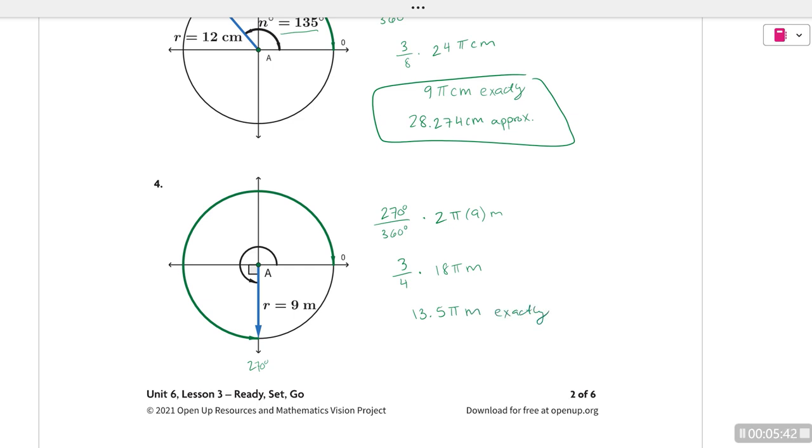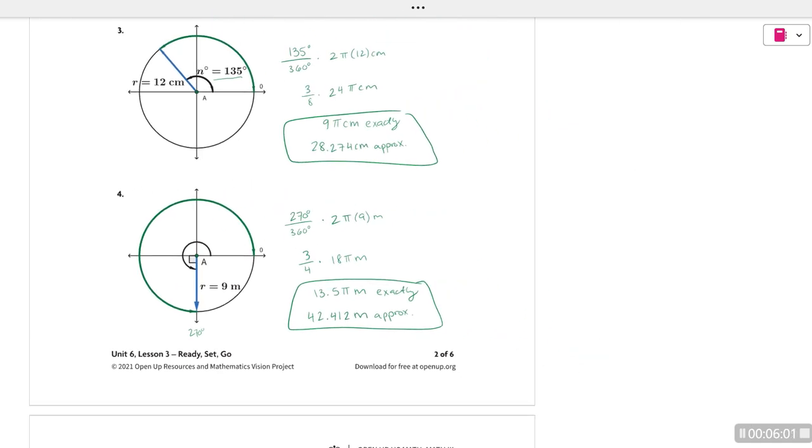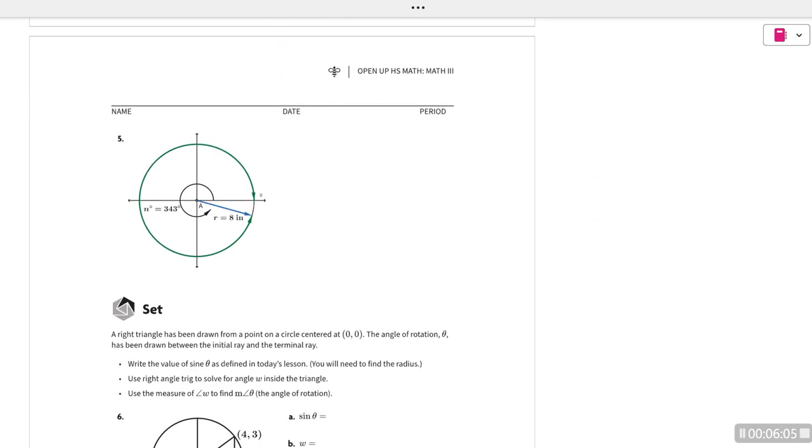And to get a decimal approximation, we multiply that by pi, which is about 42.4115. So I'm going to round it to 42.41 meters approximately. Right, and it didn't tell us how many decimals to go to, so if your answers were slightly different than mine just because of how much you rounded, that's acceptable as well.